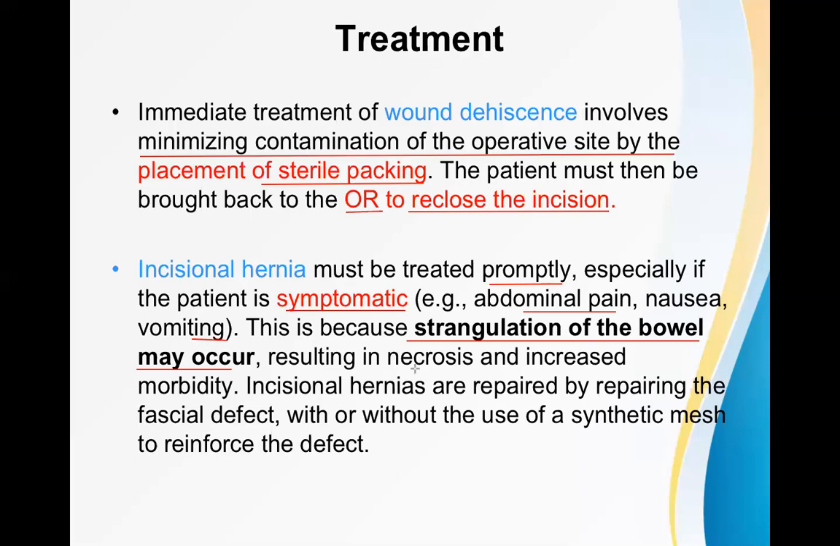Now, how do we treat it? Incisional hernias are repaired by repairing the fascial defect, with or without the use of synthetic mesh to reinforce the defect. If that fascia is very weak already, we should put some synthetic mesh there, just to strengthen that wall. If it is strong enough, you can simply suture it. So these are the different surgical principles.